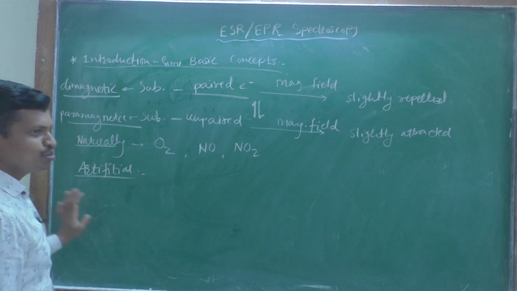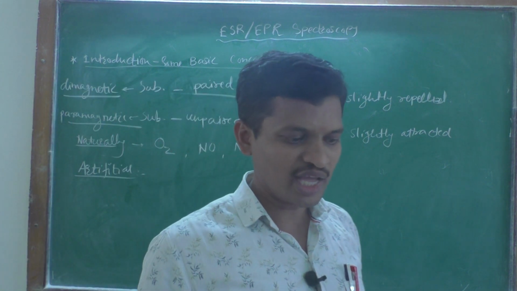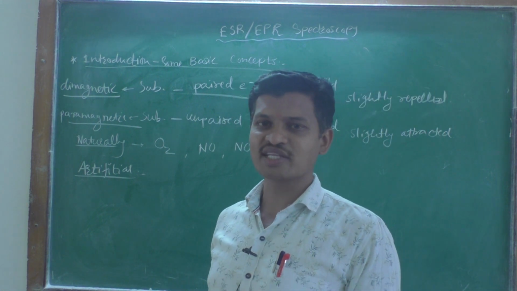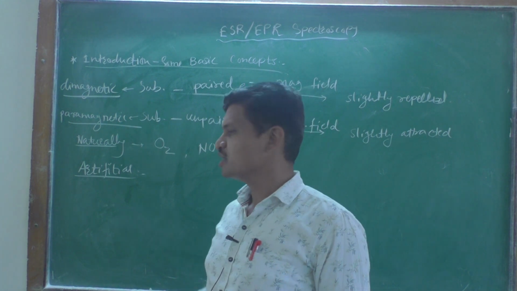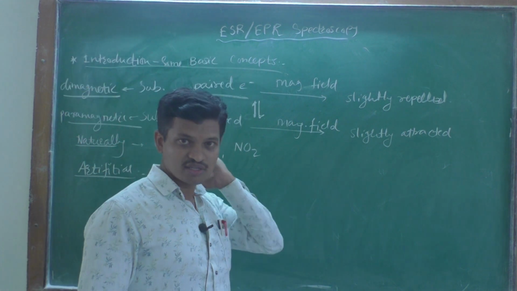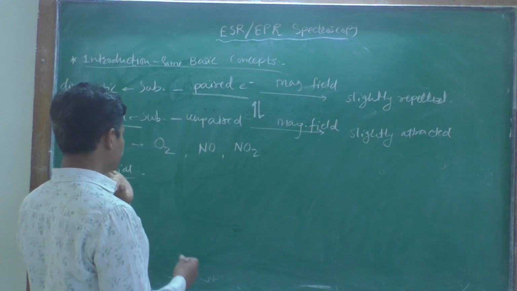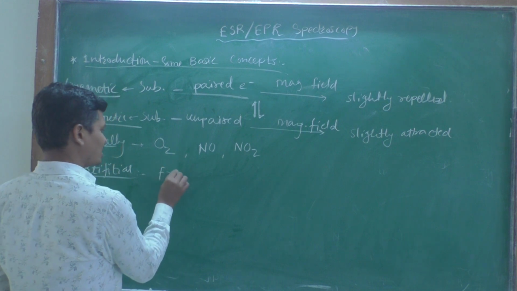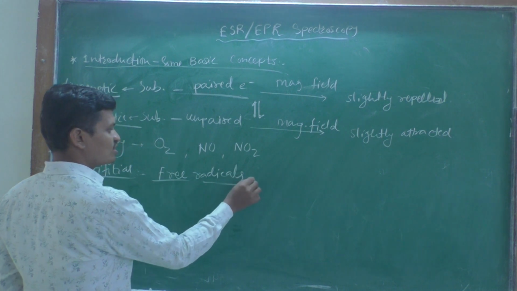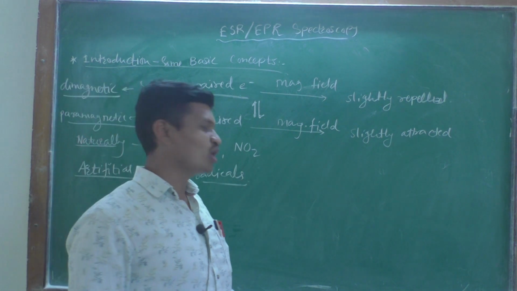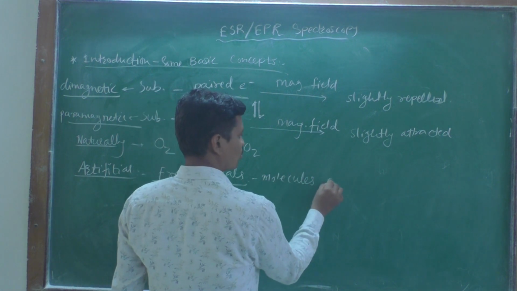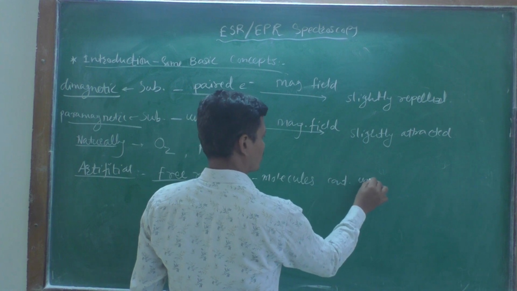ones, meaning they can be prepared in the reaction mechanism or as an intermediate in the reactions. Okay, so artificially made paramagnetic substances generally contain free radicals. So what are free radicals? Free radicals are the molecules containing unpaired electrons.